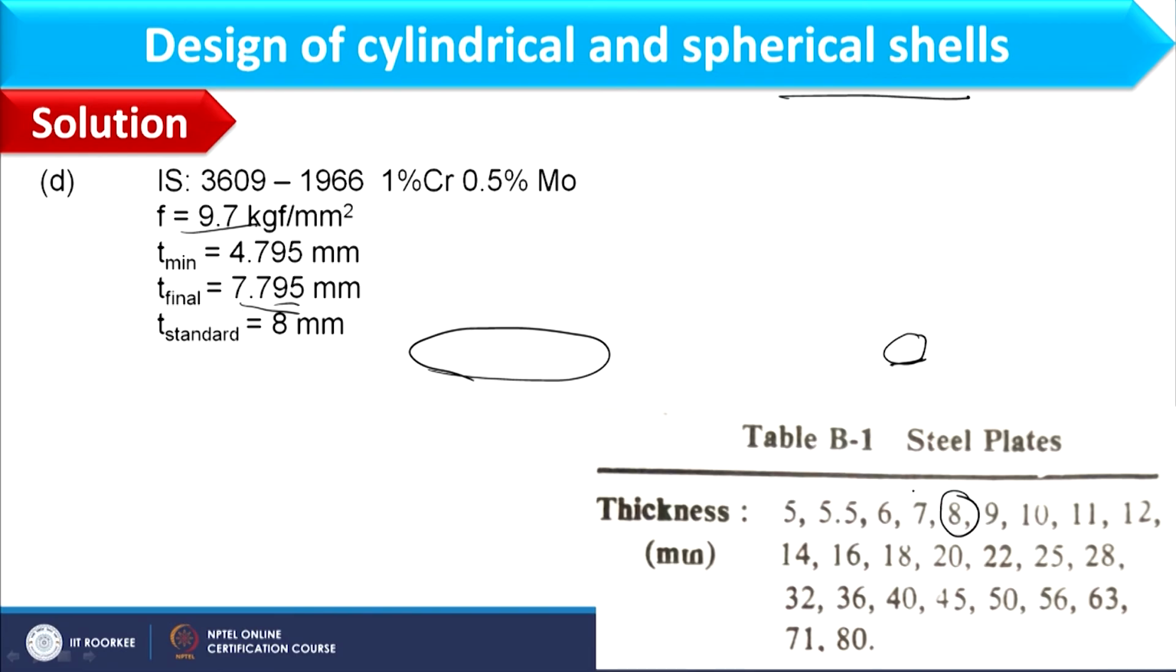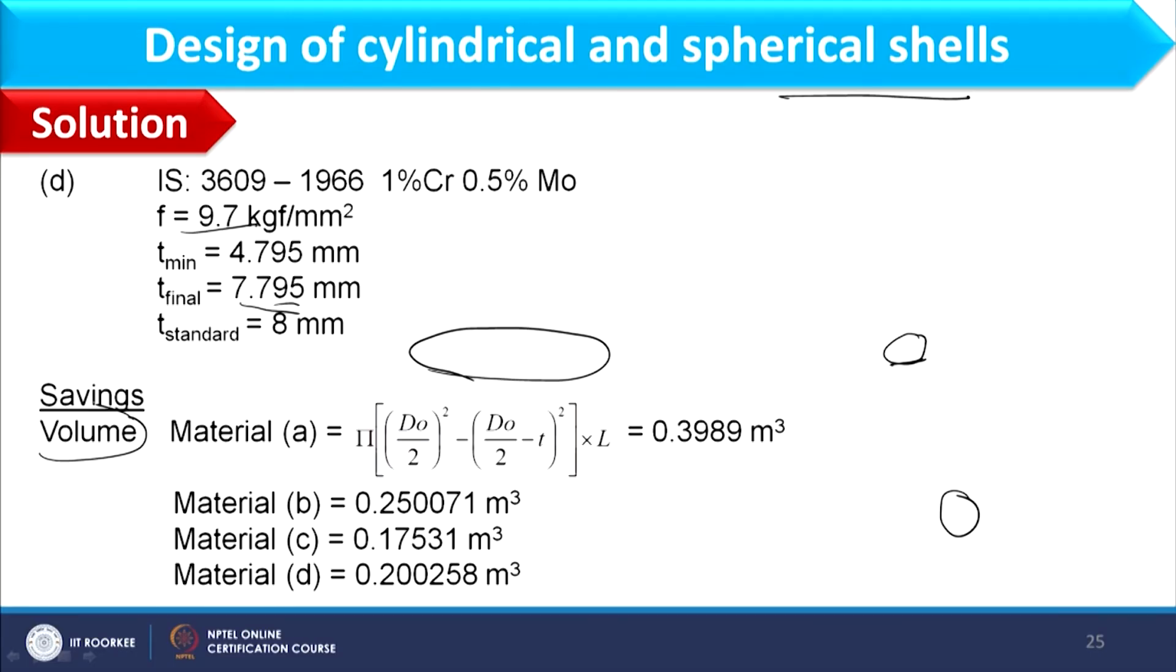So, in this way we have computed the thickness of all 4 materials, and now we will speak about the savings. How can I find the saving? I need to find out the volume of material of each category which is used to design the shell, and then we will multiply that with the density, and then we will compare that with the 5 ton material available.